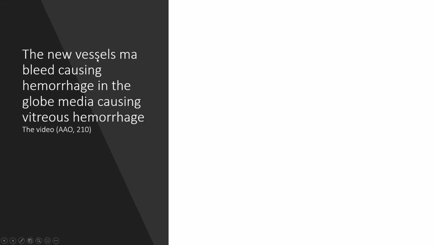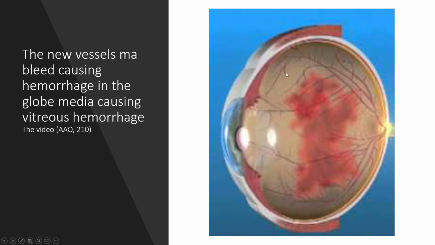In proliferative diabetic retinopathy, there are two options. Vessels may bleed, causing hemorrhage in the globe, called vitreous hemorrhage. This is a globe, this is the vitreous. The media filling this cavity is the vitreous, and the bleeding in the vitreous is called vitreous hemorrhage. This is an emergency eye condition that requires urgent treatment to prevent vision loss.